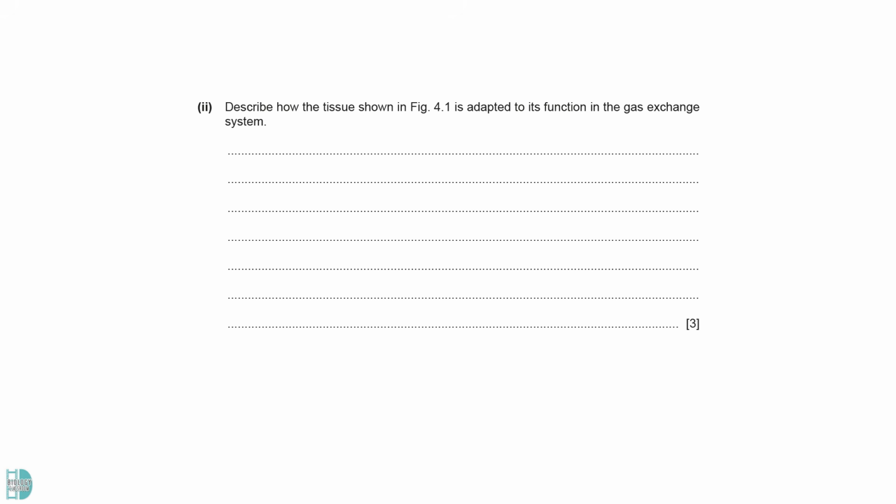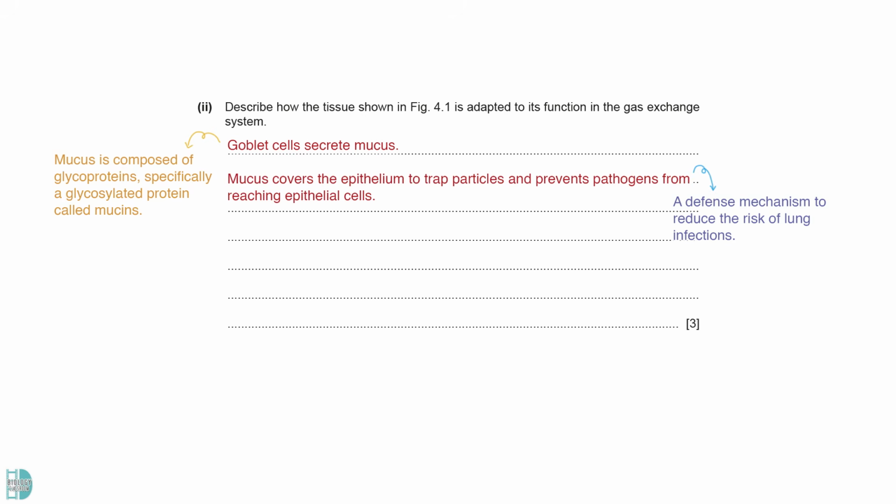2. Describe how the tissue shown in figure 4.1 is adapted to its function in the gas exchange system. Goblet cells are specialized to secrete mucus. Mucus is composed of glycoproteins, specifically a glycosylated protein called mucins. Mucus covers the epithelium to trap particles. This prevents pathogens from reaching the epithelial cells or moving further down to the alveoli. It is a defense mechanism to reduce the risk of lung infections.